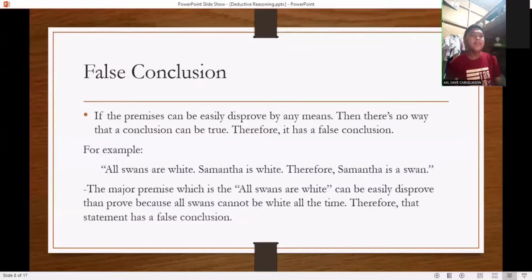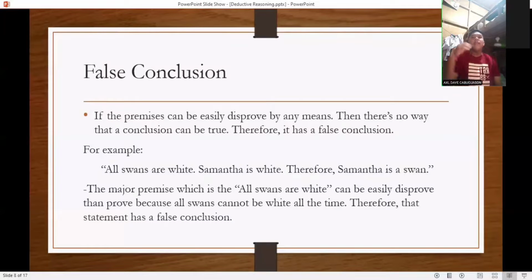So the major premise, which is that all swans are white, is not applicable, or it's not true in all situations, because there are swans that are, let's just say, brown. There are swans that are black, and just because you saw 10 swans, you cannot make an assumption that all swans are white. So that major premise, which is that all swans are white, can easily be disproved by any means, by any researcher or observer or any person. It can be easily disproved.